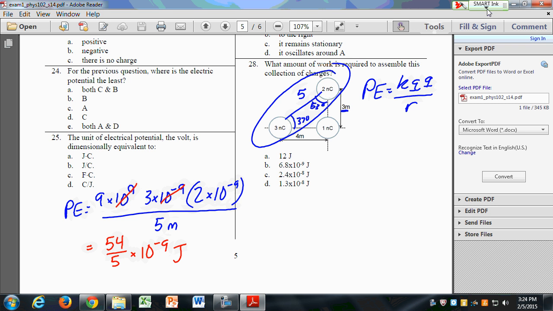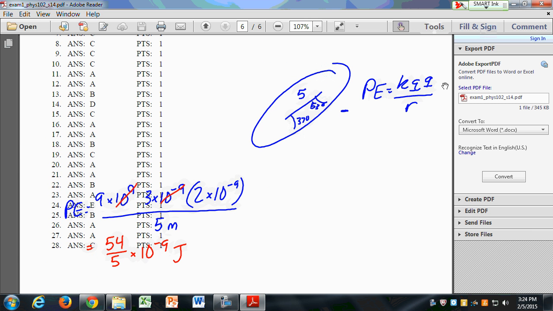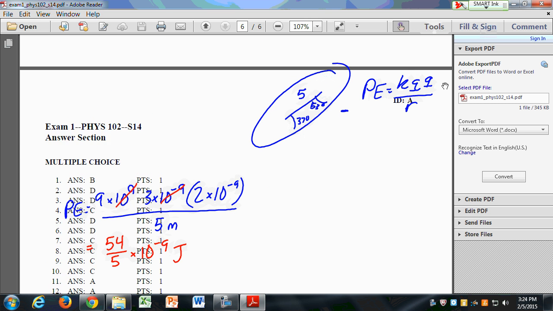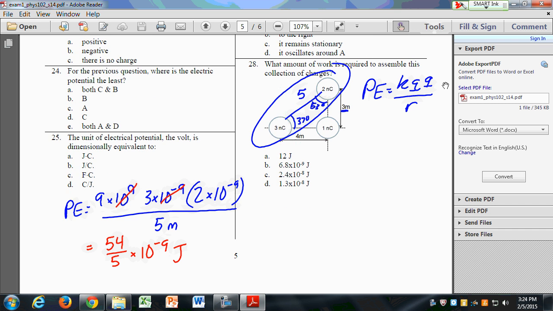I can look and see. Number 28 is C. Yeah, 24 nanojoules. All right. I'll take this away.